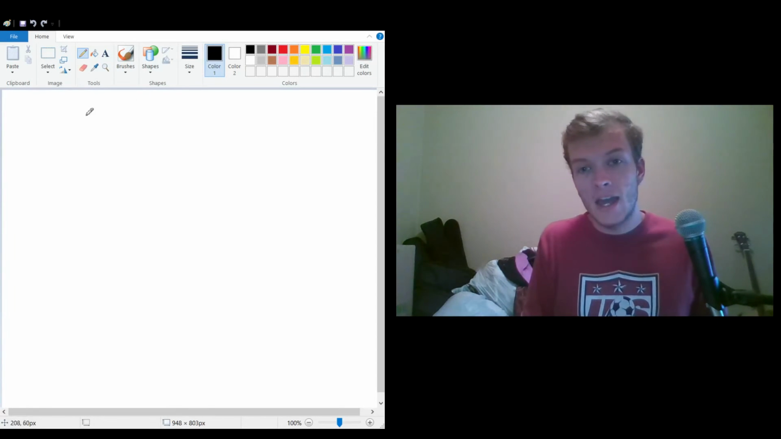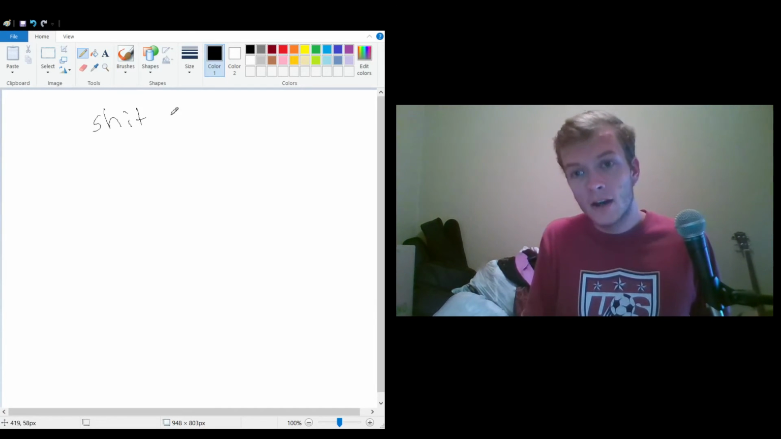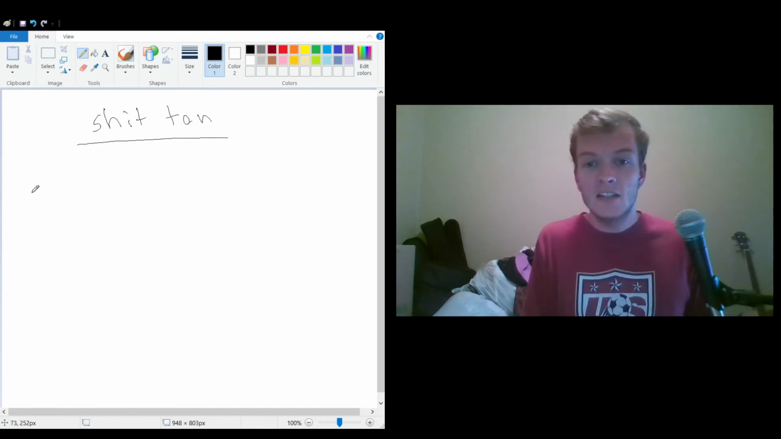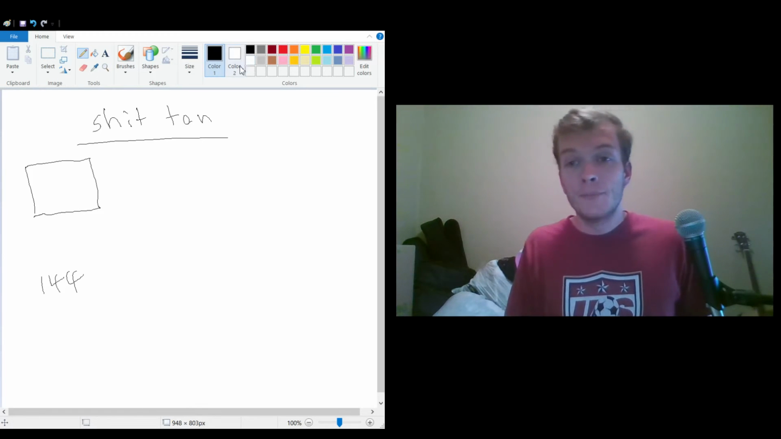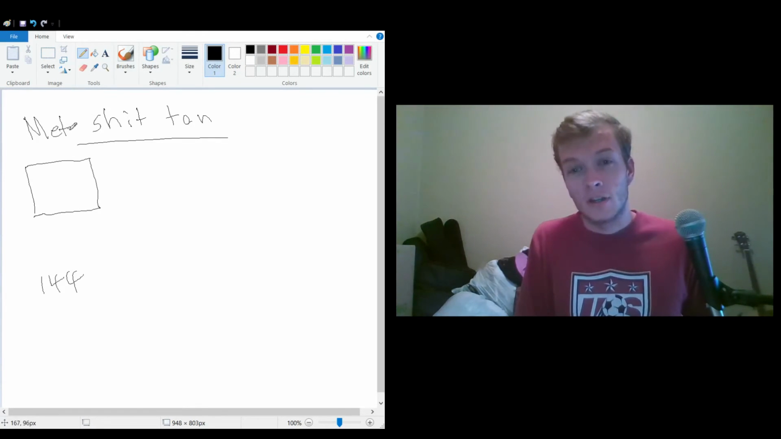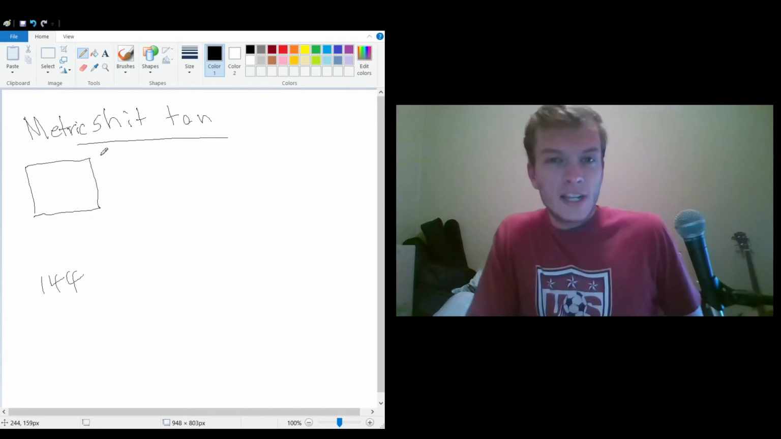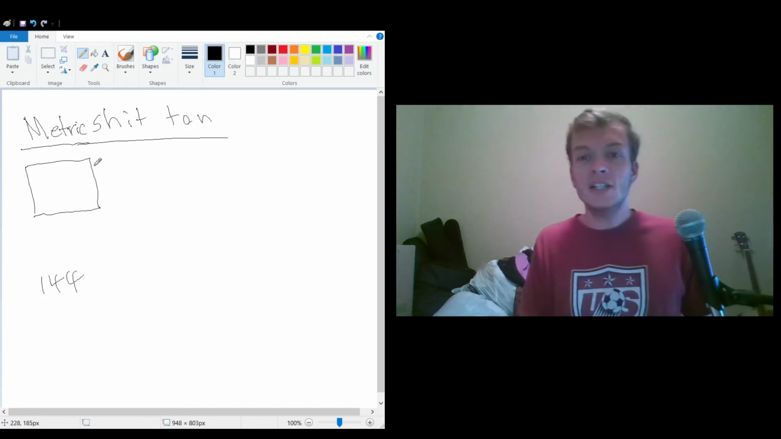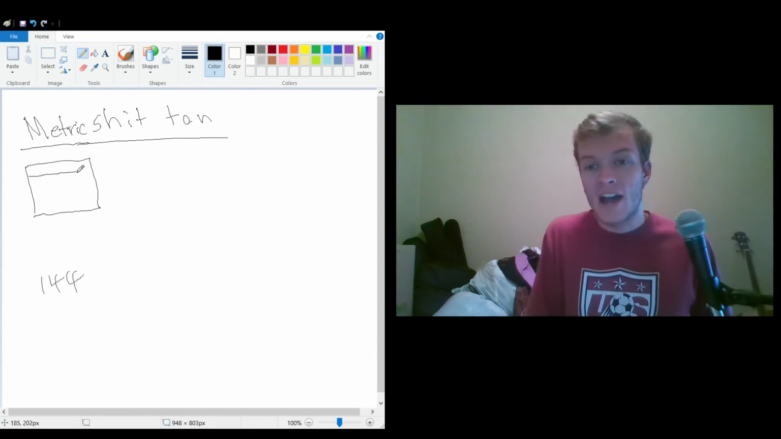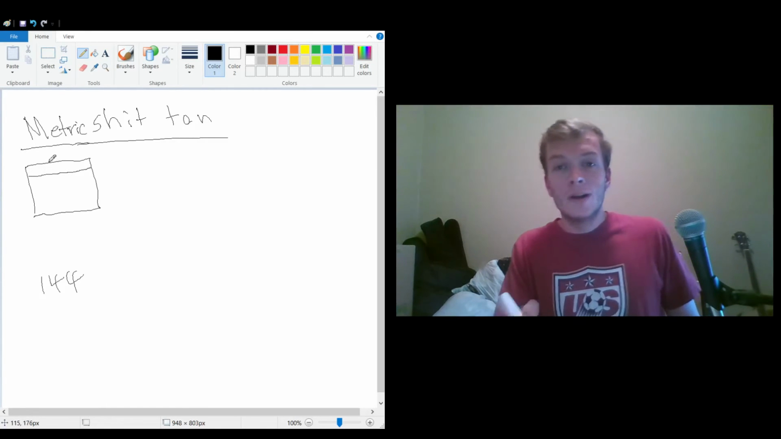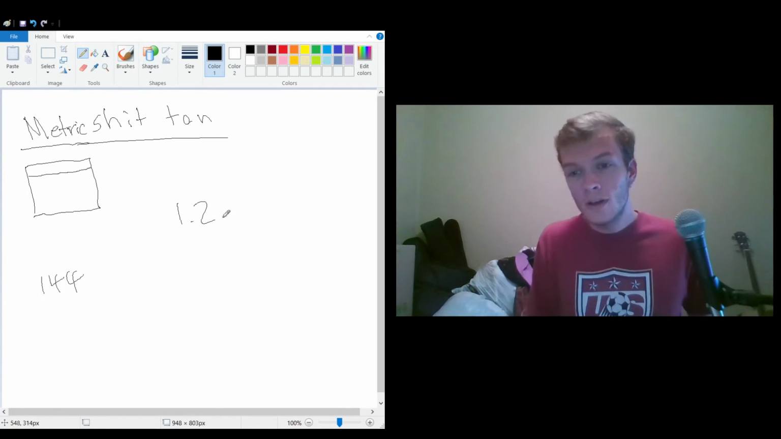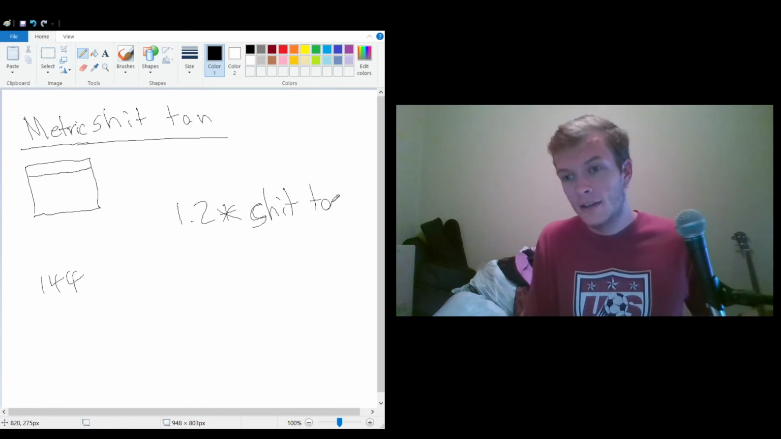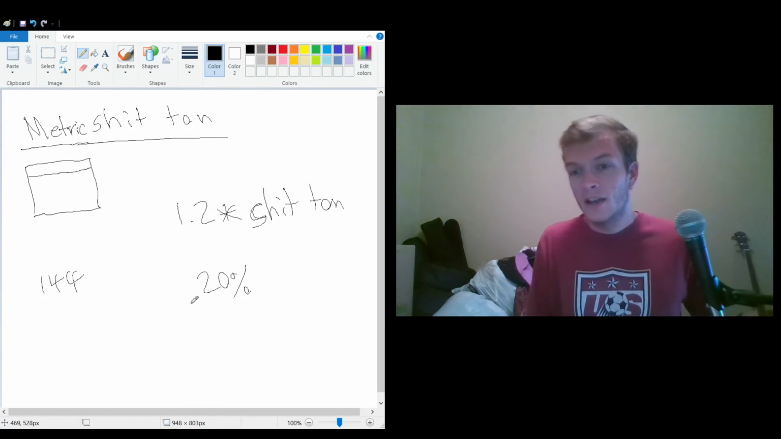So if we have a shit ton, then we've established that this is about a gallon bag, or at least 144. But if we have a metric shit ton, then the interesting idea is that because this is more words, it actually seems as though it's emphasizing how much there actually is available. So I would claim that a metric shit ton is exactly 1.2 times a shit ton. And so this is a 20% increase, or a baker's dozen.